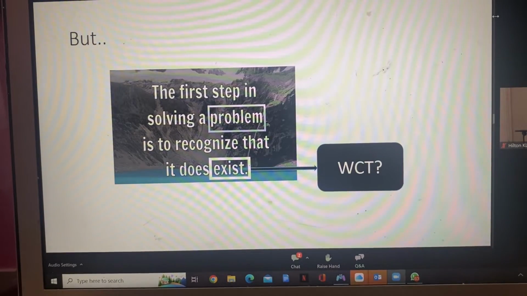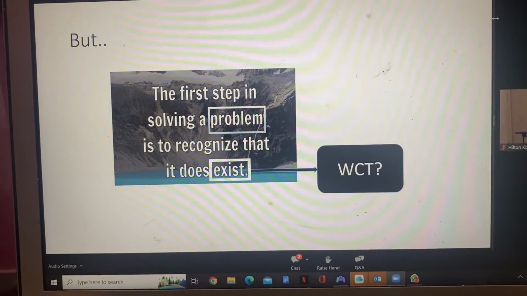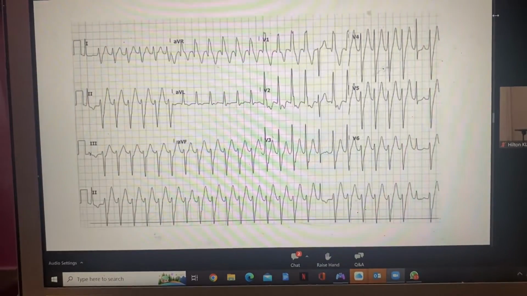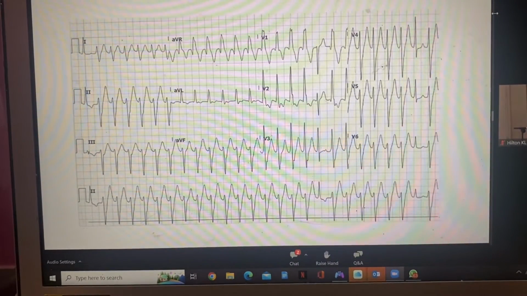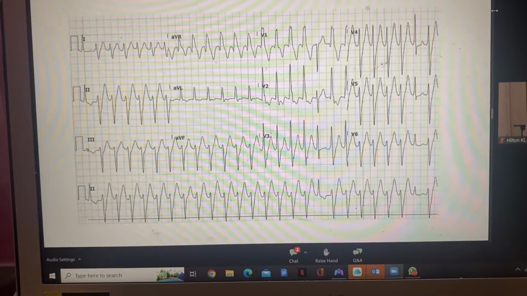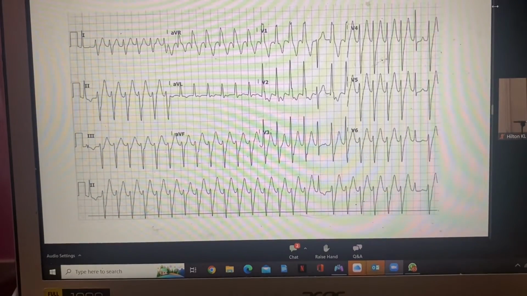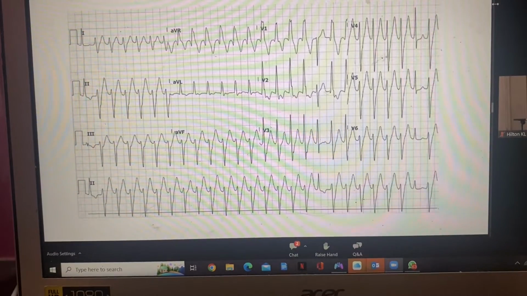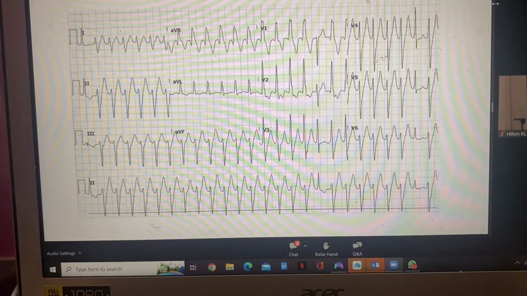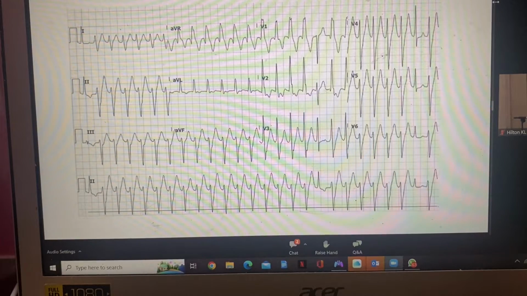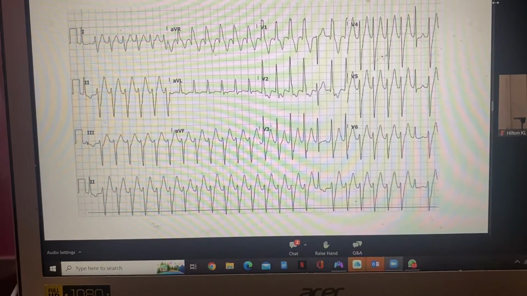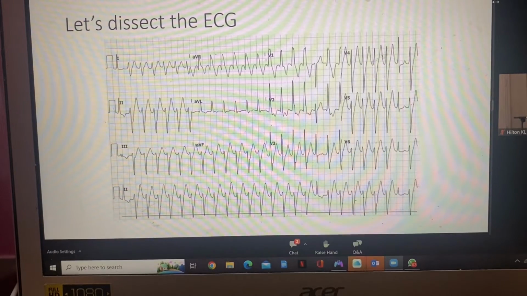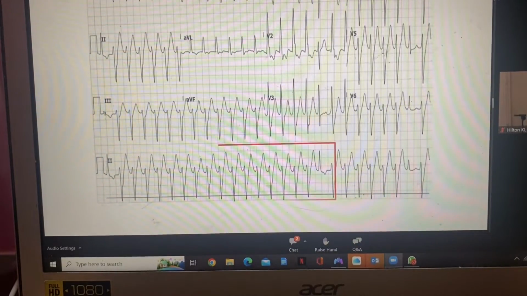So is our ECG a wide complex tachycardia or not? This is the ECG. Look at the ECG carefully. The QRS is about 3 small boxes, so this is about 120 milliseconds. Just now we said any QRS more than 120 is wide, but this is just borderline. So is this really wide? Let's dissect the ECG.